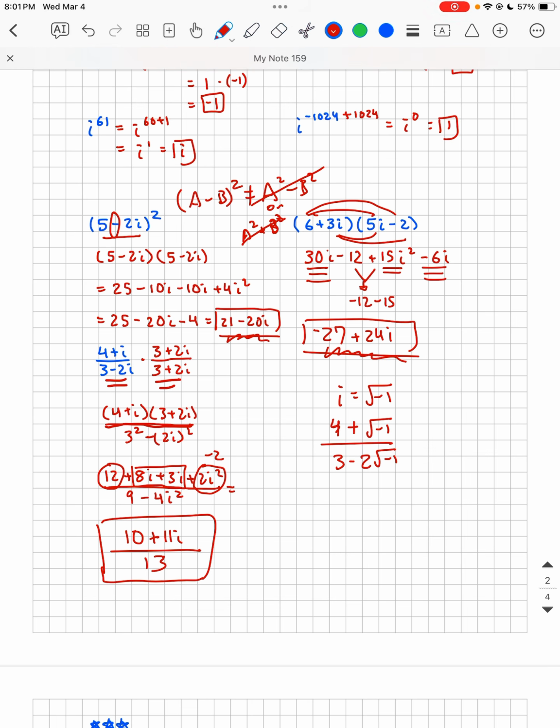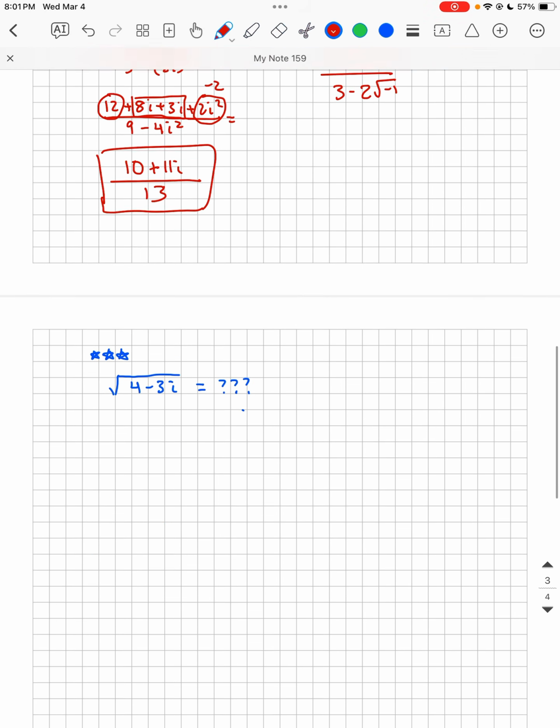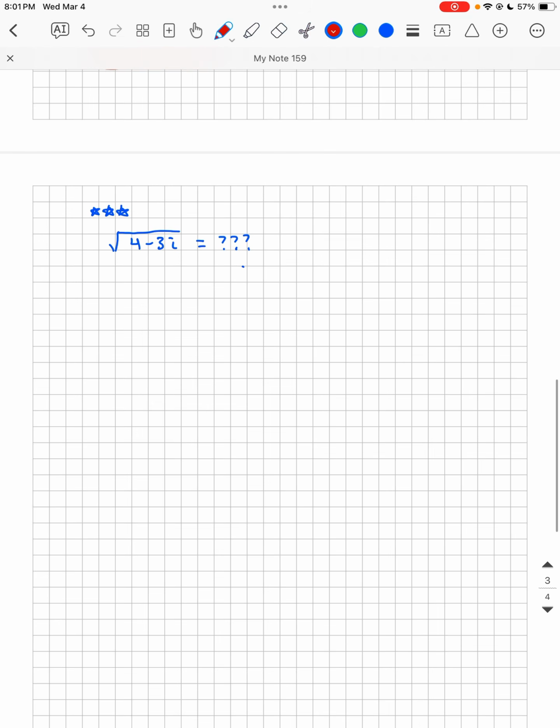Hopefully that's pretty straightforward. Now, last part, and I don't want to spoil your fun, but I think it's worth mentioning. If we can square a complex number, shouldn't we be able to then take the square root of a complex number? So my question to you is, what is the square root of 4 minus 3i? Well, I don't want to spoil your fun, so I would like for you to give it a shot just to see if you can figure it out.